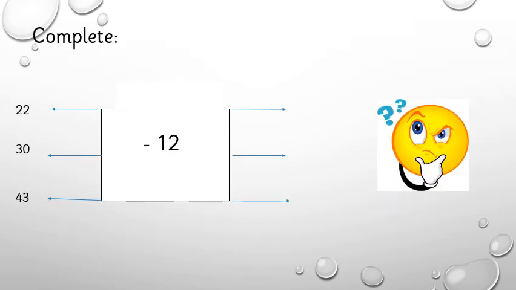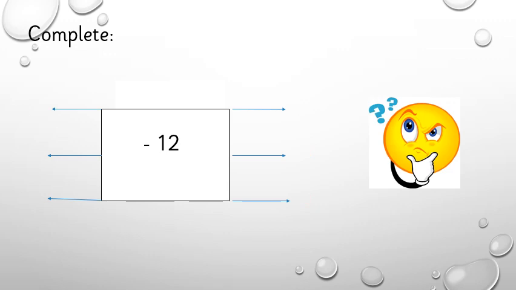All right, now we have a look at this flow chart, this spider diagram. So we've got 22. 22 minus 12 will give us what? Will give us 10. 30 minus 12 will give us 18. 43 minus 12 will give us 31.